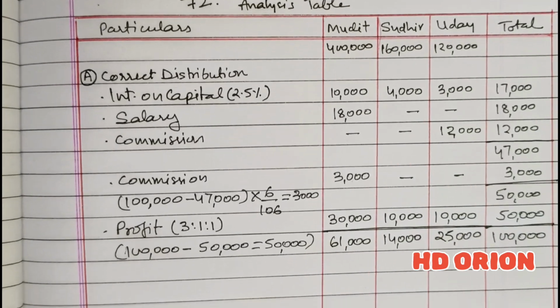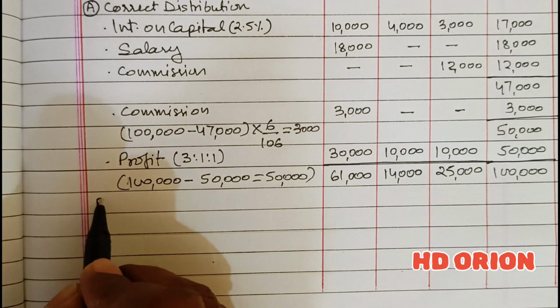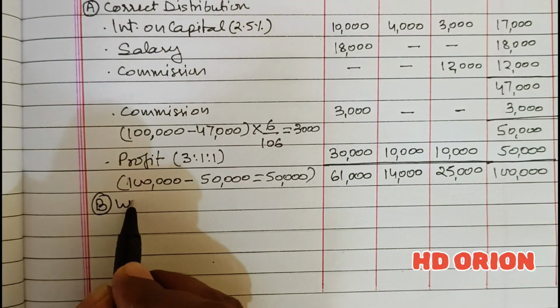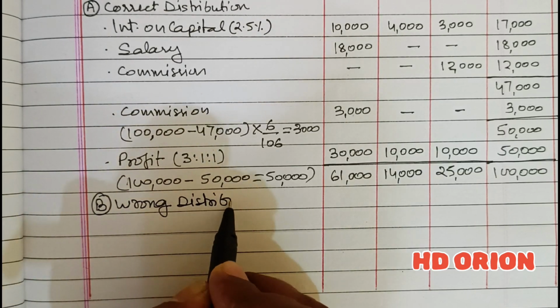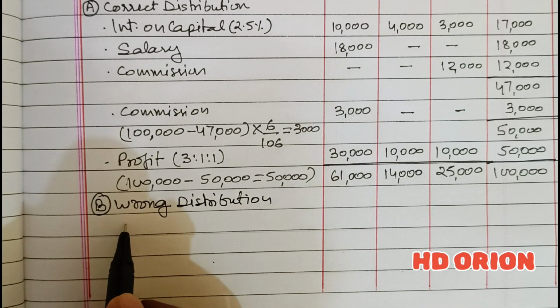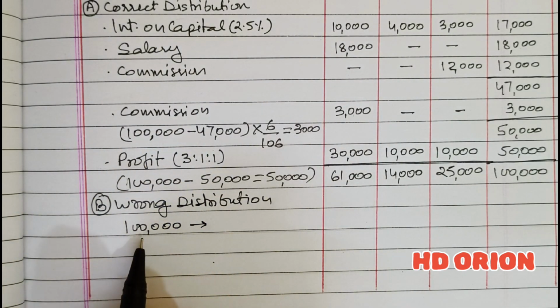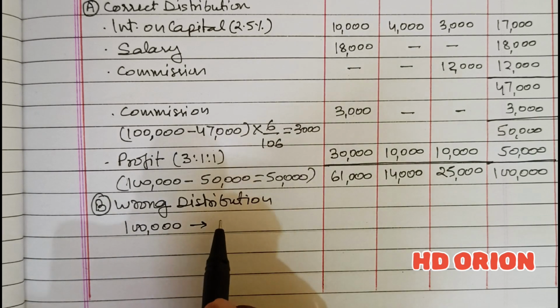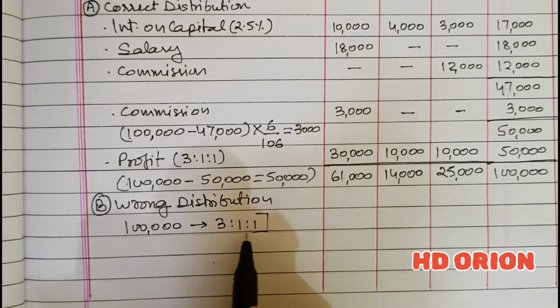But what the firm has done? The firm has done the other way. Fine. B. Wrong distribution. The firm has, by mistake, ignoring the partnership deed and giving this net profit to the partners in their profit sharing ratio, that is 3:1:1.